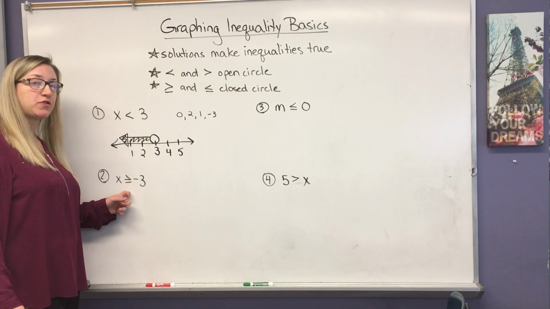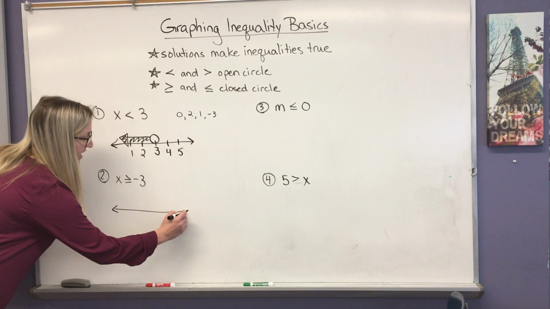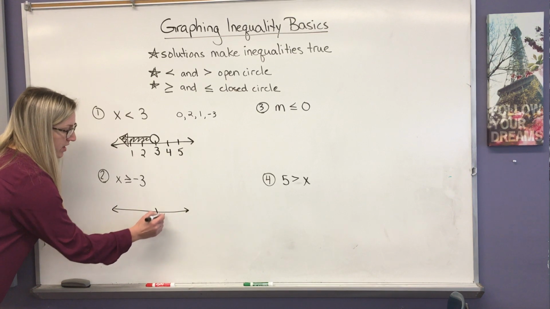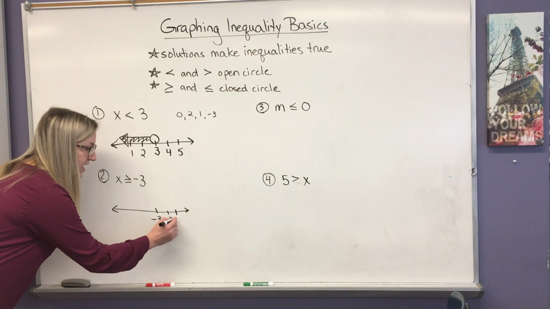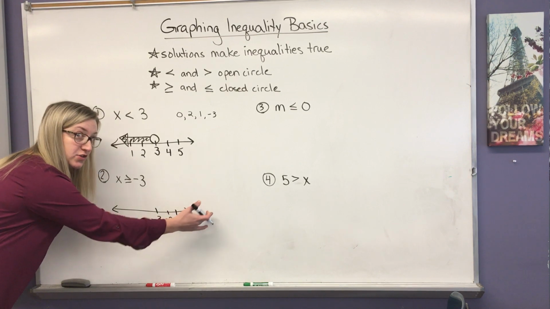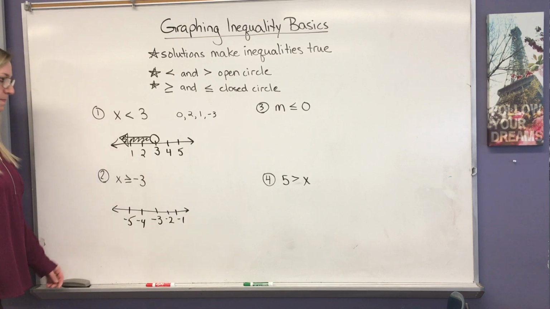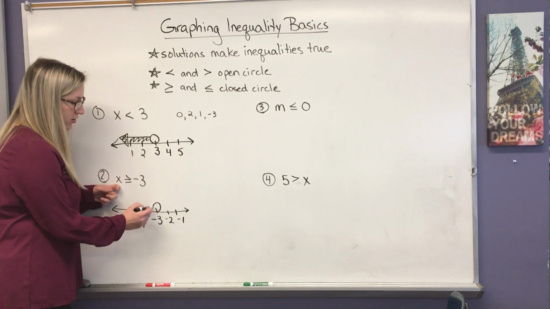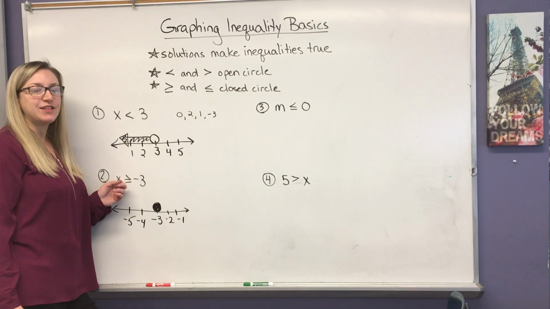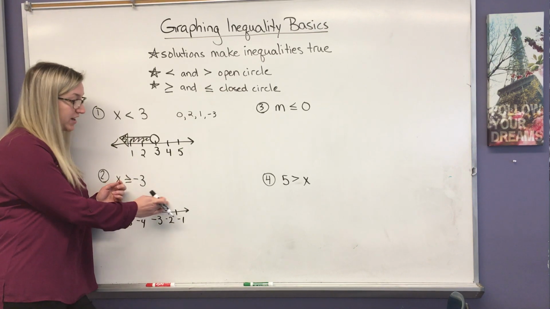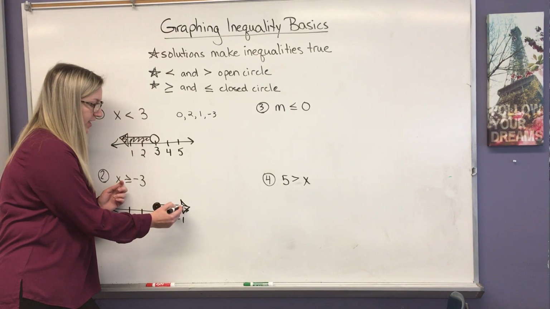x is greater than or equal to -3. Once again, I'm going to create a number line. To the right of -3 is -2 and -1, since 0 is over here somewhere. And to the left is -4, -5. I'm going to draw a closed circle at -3. And now shade in the direction of my solutions, which is to the right.